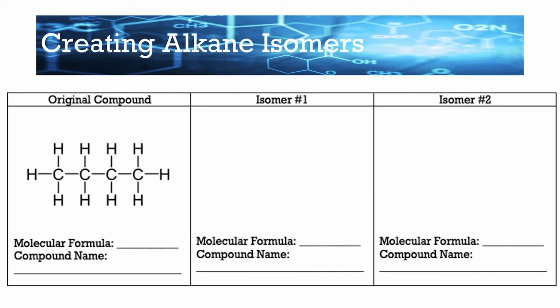Okay. Another example is for these alkane isomers. We have this compound, and the formula is C4H10, and it's butane.